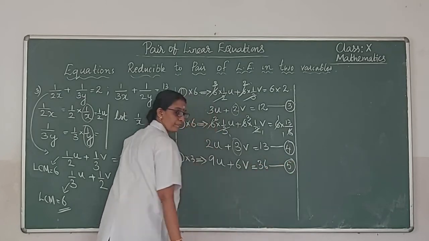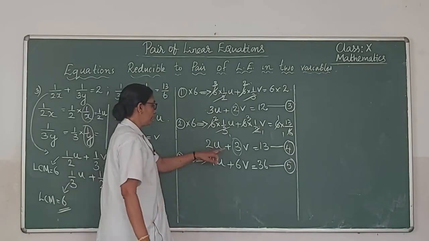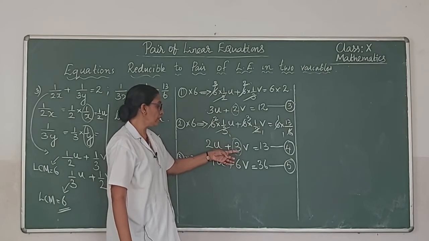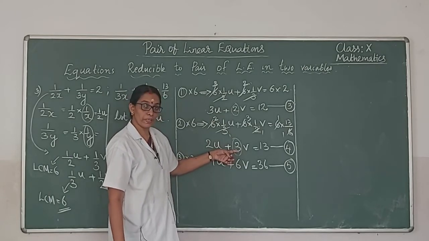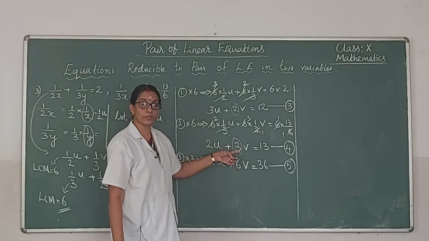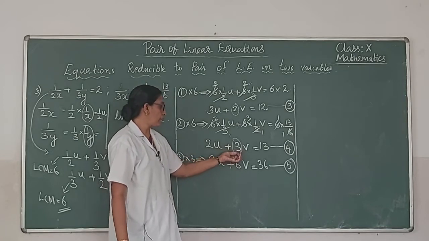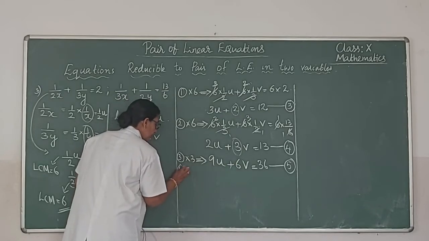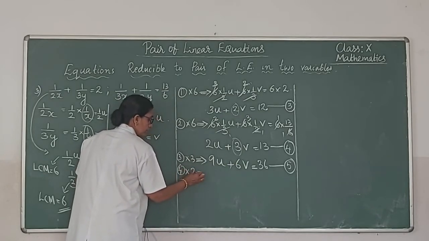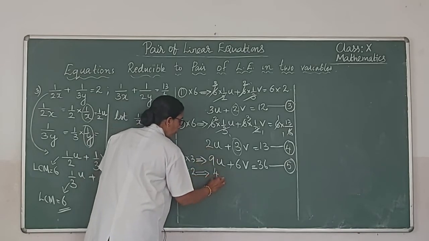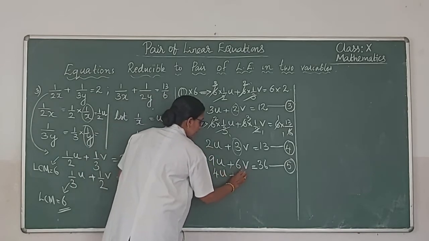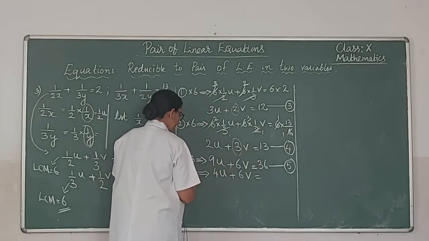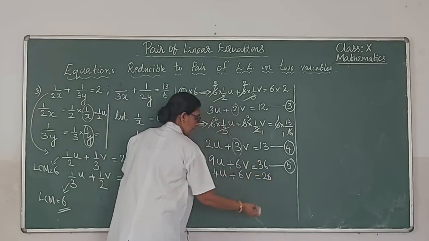Now here I am going to equalize the v coefficient. So this 3 should become 6. What do we have to multiply by? We have to multiply by 2. So equation 4 we multiply by 2. That gives 4u plus 6v equal to 13 into 2, which is 26.